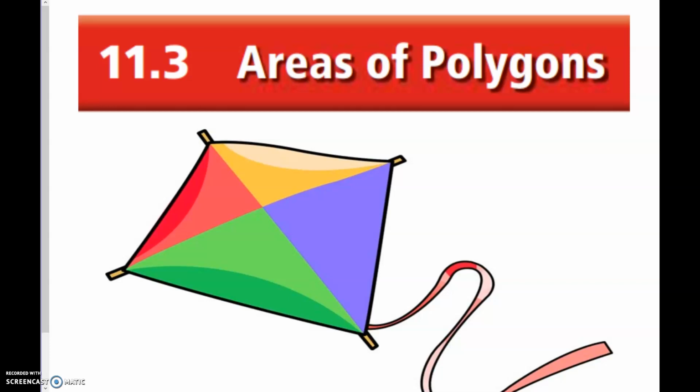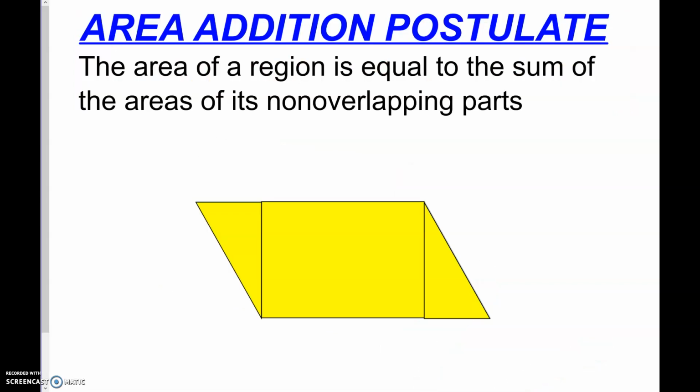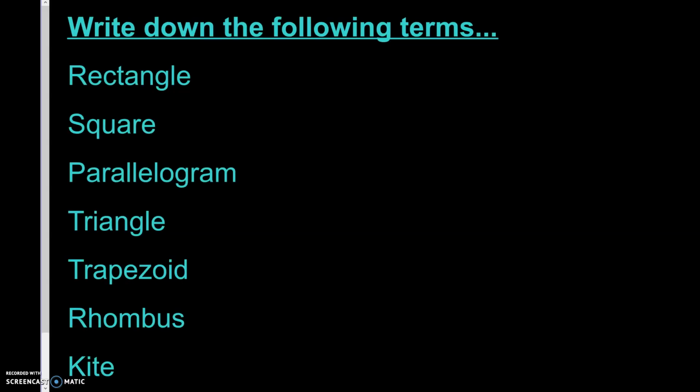Hello and welcome to 11-3 in the Big Ideas book for geometry, and we are doing areas of polygons. Many of them are going to be just regular polygons, rectangles, squares, trapezoids, but we're also going to start getting into regular polygons. First we're going to review some terms and some different formulas that you have.